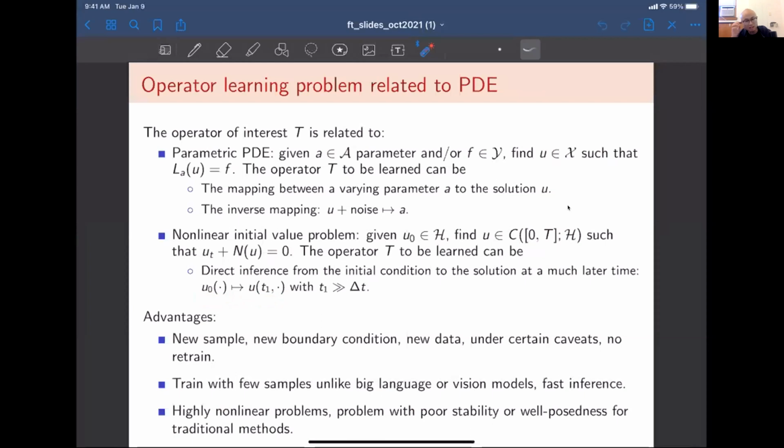There are many advantages, like I said here. There is no retraining. Once we learn the operator, and if the data satisfy certain caveats, like the same distribution for the initial condition or the input, then we don't have to retrain. And even for some downstream tasks, like for a single PDE, we only need to fine tune the model, just like BERT.